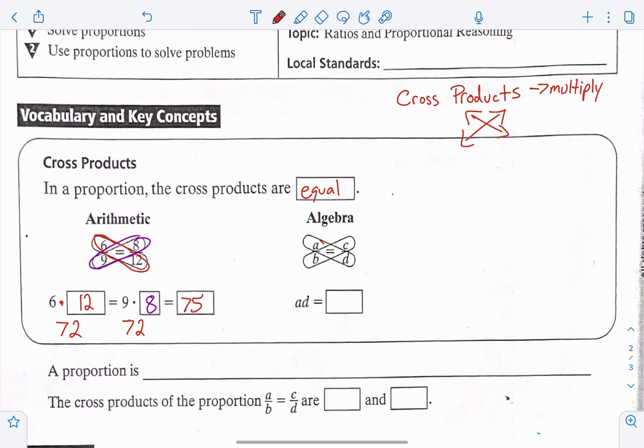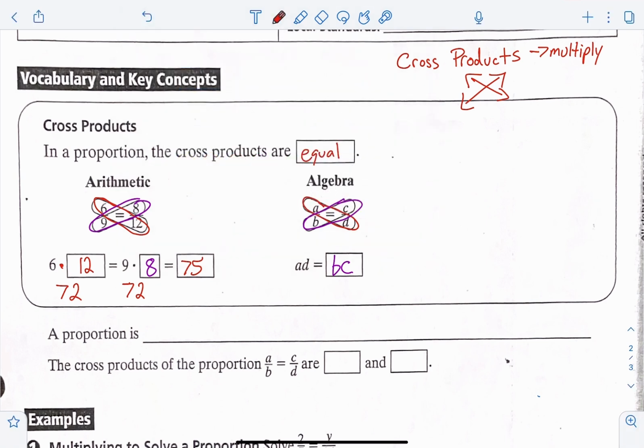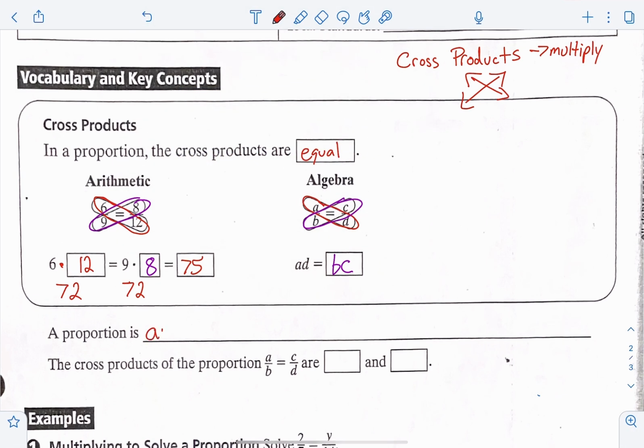Okay, on this one, they have A times D, and then the other direction would be B times C. Okay, a proportion can be defined. It's an equality of two ratios. So if we think about what that means, ratios, we were making fractions when we were doing ratios, right? And then an equality of two ratios is if I multiply in that crisscross pattern and they're equal, it's going to be an equality of those two ratios.